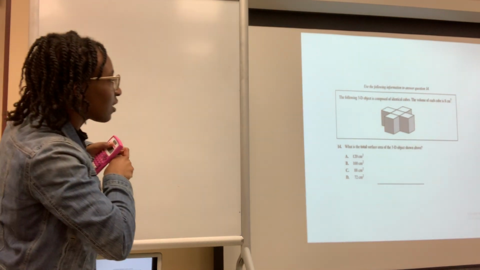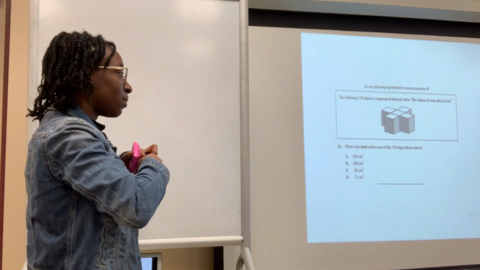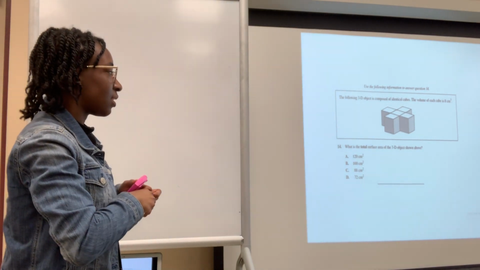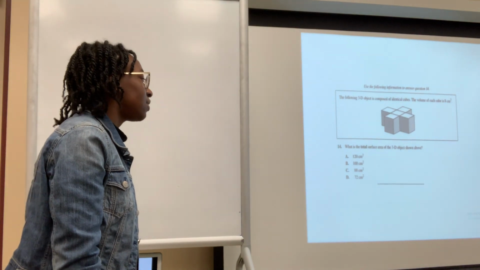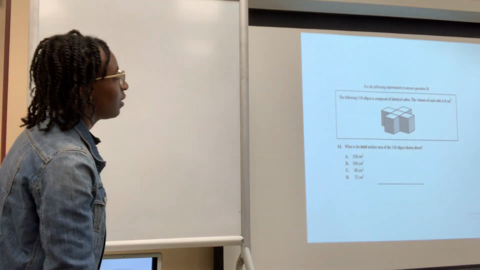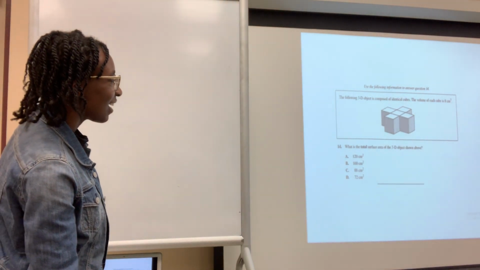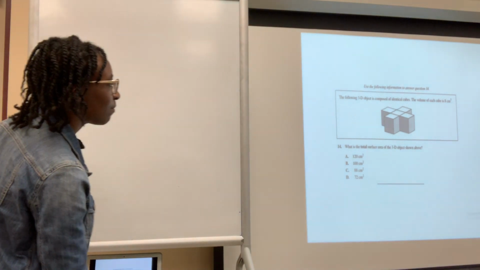This is a fun question. It says the following 3D object is composed of identical cubes. The volume of each cube is 8 centimeters cubed. What is the total surface area of the 3D object shown above? So this is more of a visualization question, I guess. These can be difficult for some people.